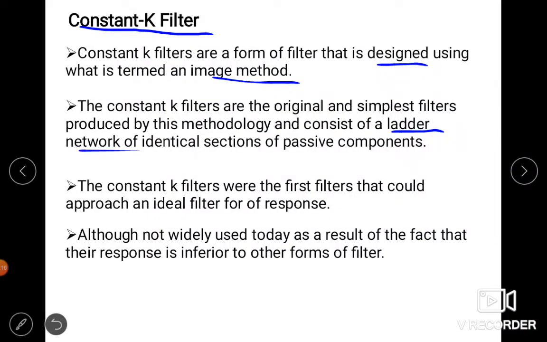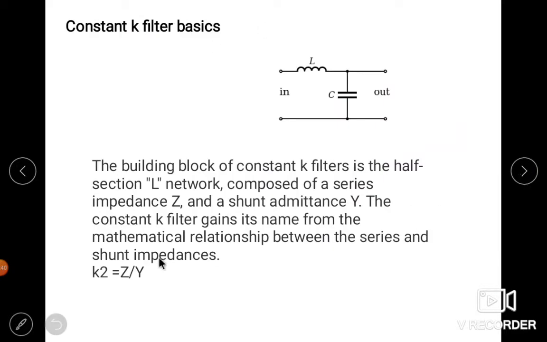And although they were widely used, today they are not, as a result of the fact that the response is inferior to other forms of filters. So these are basically the terms of the constant K filter. Now let us go to the next section and some basics of this constant K filter.